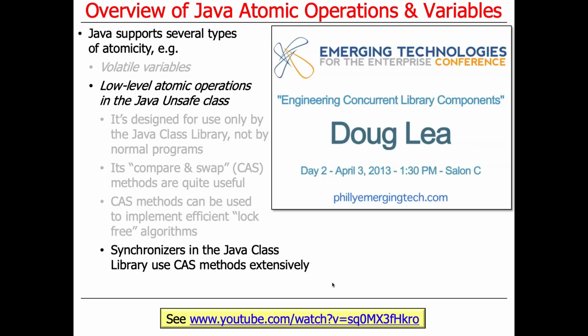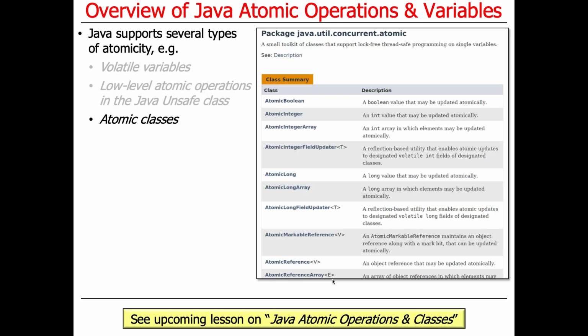There's a really nice tutorial by Doug Lea that talks about how things are developed in Java, and he talks about the use of these compare and swap operations. So volatile variables are there for you to use. The unsafe class really isn't intended for users. The good news is for Java developers, they've encapsulated the key features of the unsafe class in a set of so-called atomic classes, and there's a whole boatload of them.